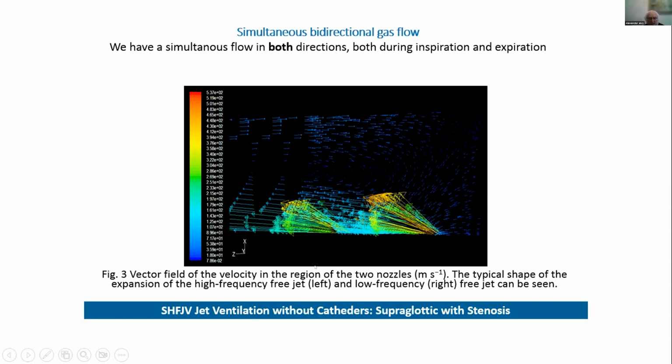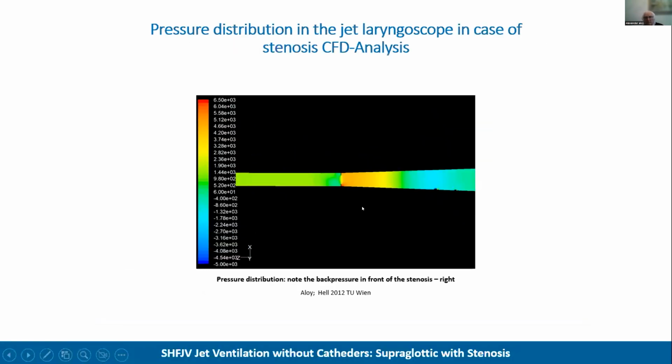And here you can see the vector field of the velocity in the region of the two nostrils. The typical shape of the expansion of the high frequency free jet on the left and the low frequency free jet on the right can be seen. You see this high velocity, inspiration, expiration.